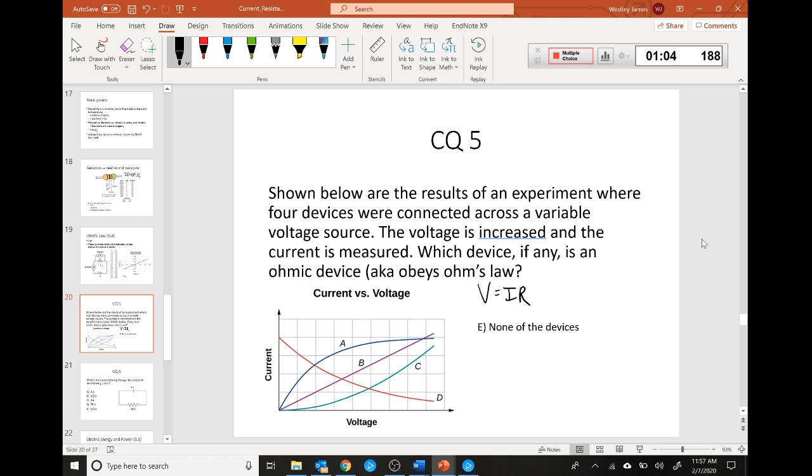And the reason this is important is because not all devices actually follow this ohmic relationship across all values.